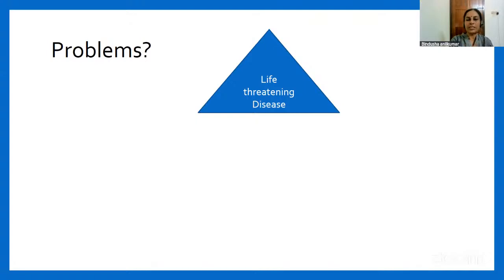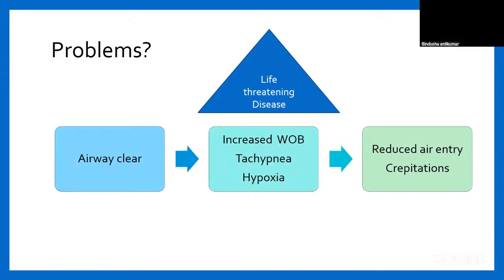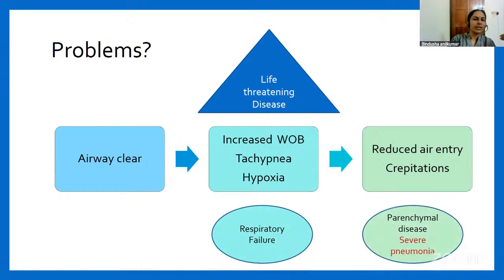Here you can see that the baby is having a life-threatening disease. As we said, the baby is having severe hypoxia. Baby is drowsy. So the patient is having a life-threatening disease. And here, as described, the airway is clear. There is increase in work of breathing as evidenced by retractions, tachypnea, hypoxia, decreased air entry and crepitations. When you think about respiratory failure due to parenchymal disease, you think about severe pneumonia.